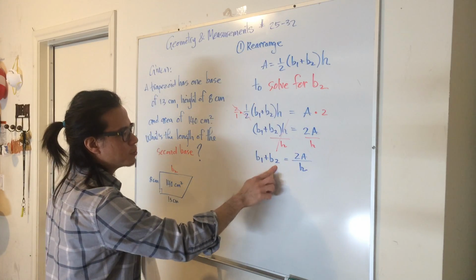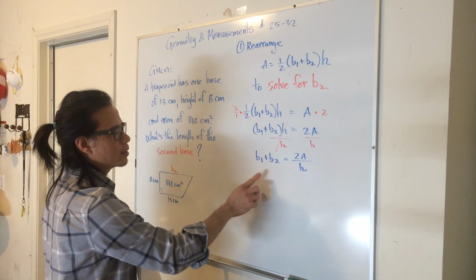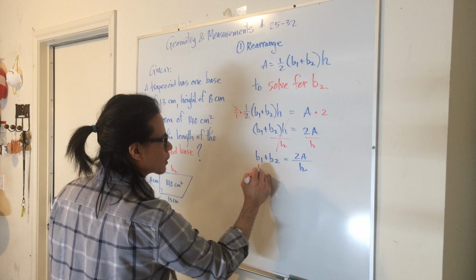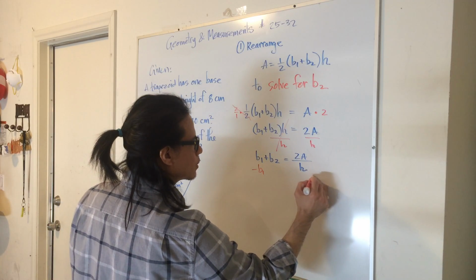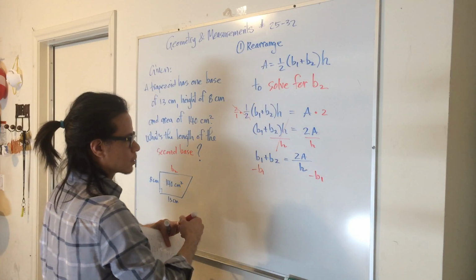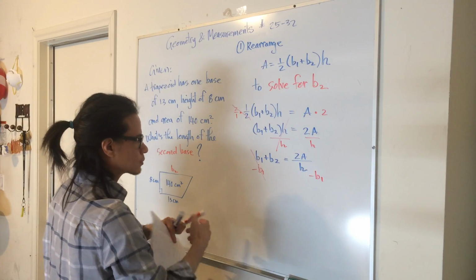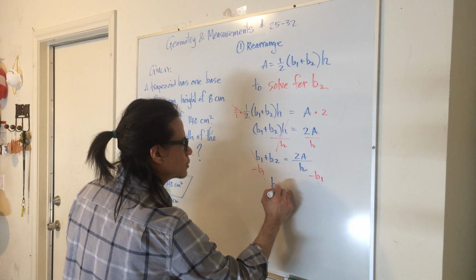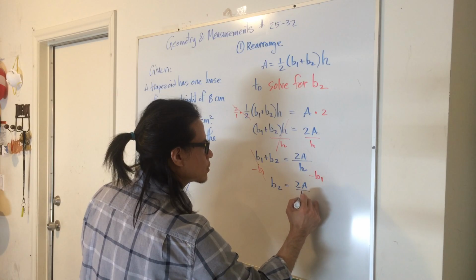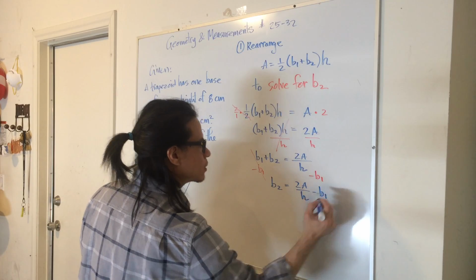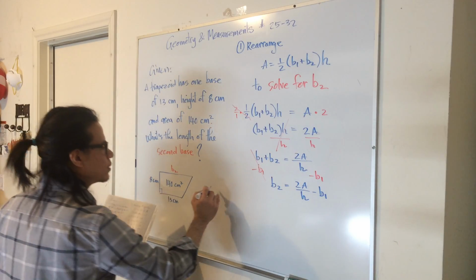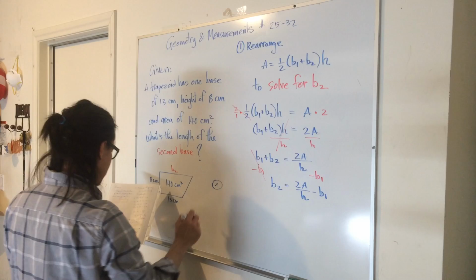Now to get B2 by itself, let's get rid of the B1. What's the opposite of plus B1? So subtract B1 from both sides. This cancels. B2 is equal to 2A over H minus B1. Okay. Now everything is set up nicely for us to go to the second step.